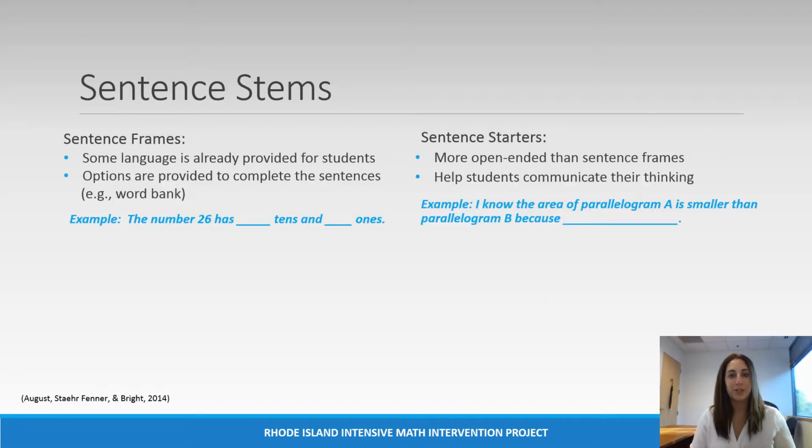Sentence stems provide students with a framework to use the new vocabulary that they are in the process of learning. Two types of sentence stems include sentence frames and sentence starters. Sentence starters are more open-ended than sentence frames. On the next slide, we will watch a quick video of a teacher explaining her use of sentence stems within her ELA classroom. These supports would look very similar in a mathematics classroom.